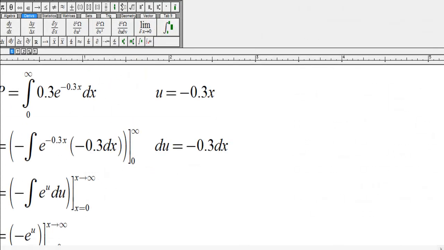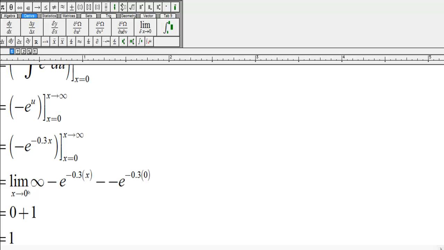That infinity, what that means is the limit as x goes to infinity; there is supposed to be a limit down there. Okay, and then you plug in 0 here. So 0 here makes e to the 0, which is 1. Those two negatives make plus 1. This limit here goes to 0.